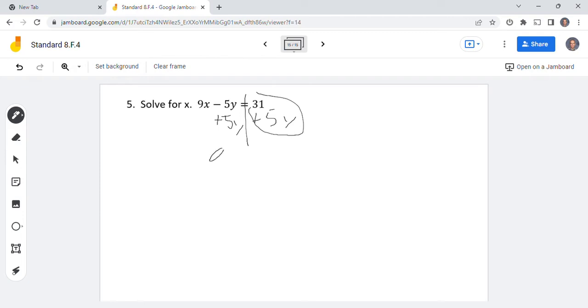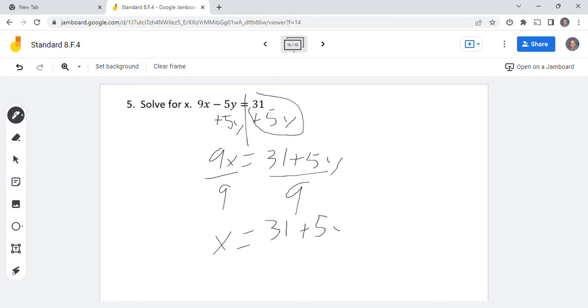That leaves us with 9x. On the right-hand side, we have 31 plus 5y. And finish this out by dividing by 9. We have to divide both on this side by 9. That gives us x. On the right-hand side, if I could simplify it, I would. There are no like terms or common factors on this, so I can't simplify it, so I'm just going to leave it as 31 plus 5y over 9. And we're finished because the x is by itself.